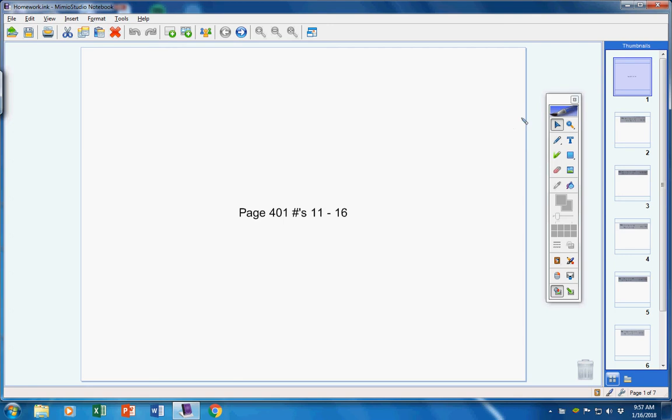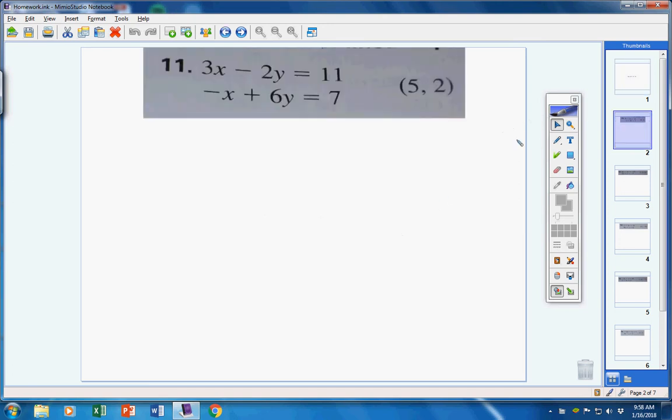Students, do the homework on video page 401, numbers 11 through 16. On these problems, just 6 of them, we are going to simply take an ordered pair and see if it is a solution to the given linear system. Okay, so here we go. Number 11, we're going to test (5, 2). 5 is your x value, 2 is your y value.